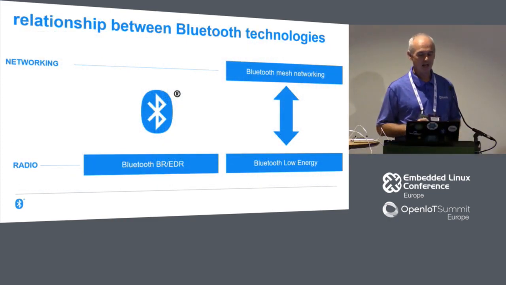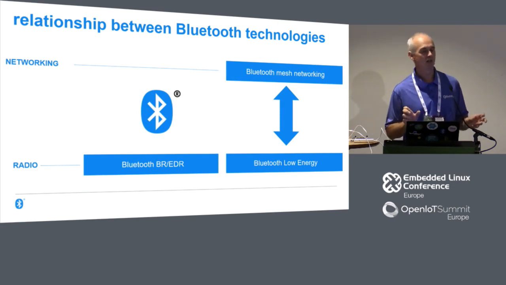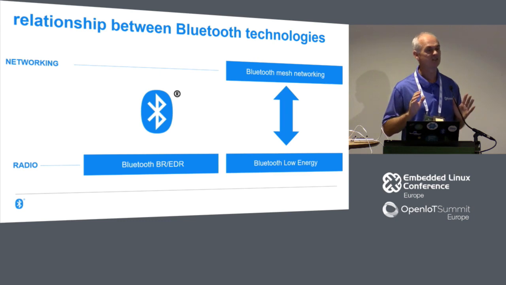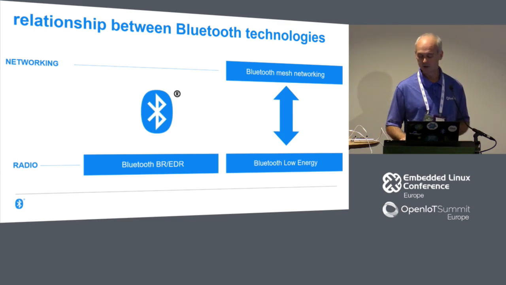The relationship between those three amigos is this. We've got essentially two distinct radio communication stacks, BR-EDR and Bluetooth Low Energy at the bottom of the slide there. And we've got Bluetooth Mesh, which is a networking stack, which actually sits on top of and makes use of Bluetooth Low Energy for wireless communication. So that's the relationship between those three things.